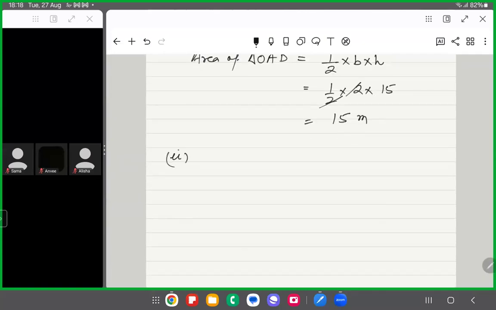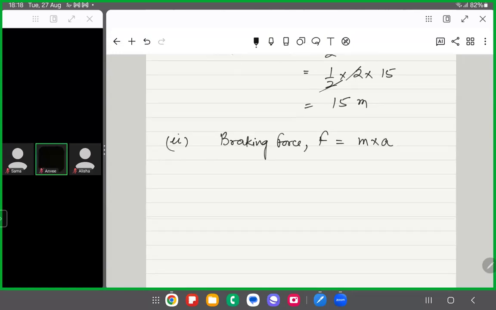So write down braking force. Braking force means F you have to find. F is mass into acceleration. The distance is 15 meter square. It is minus 15 meter square, right? Now what is the mass of the car? Mass of the car is 1000 kg. It is given in the question.